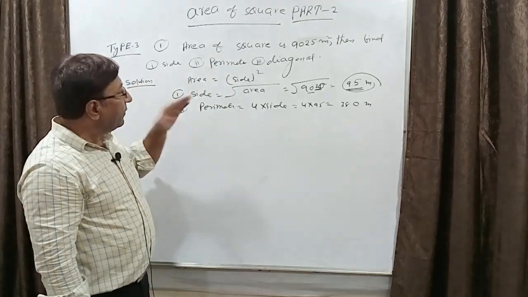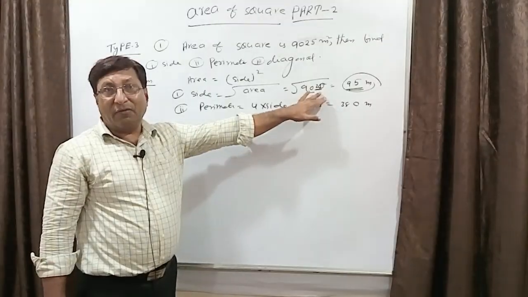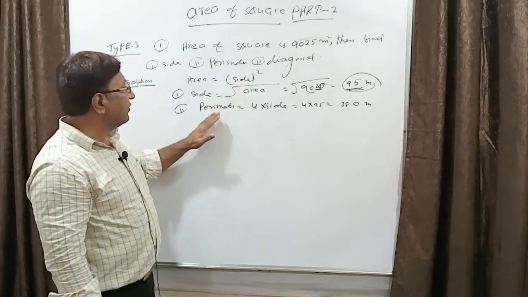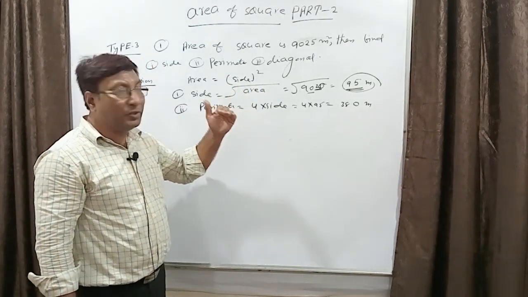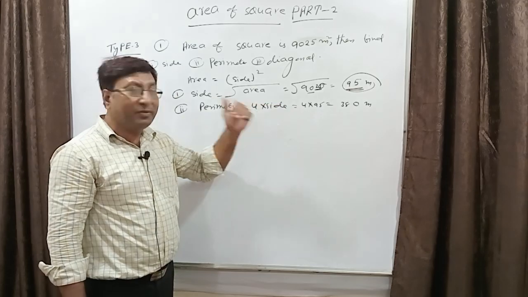But suppose in the question only the area of a square is given and you have to find the perimeter. Then first of all you have to find the side. When you find the side, after that we will find the perimeter, that is 4 into side. So 4 into 95, 380 meter.